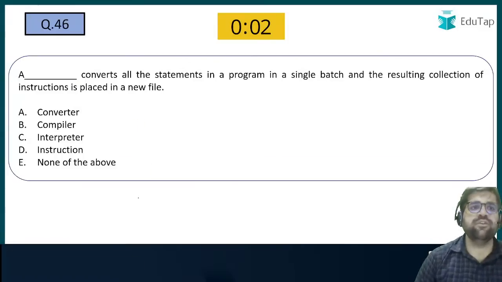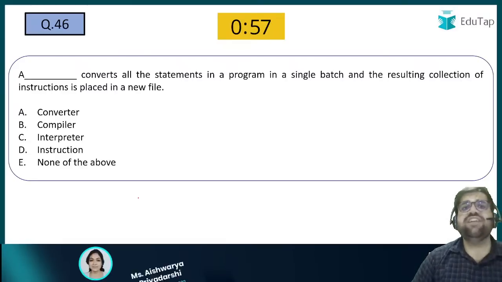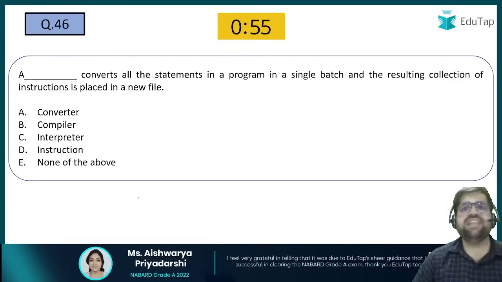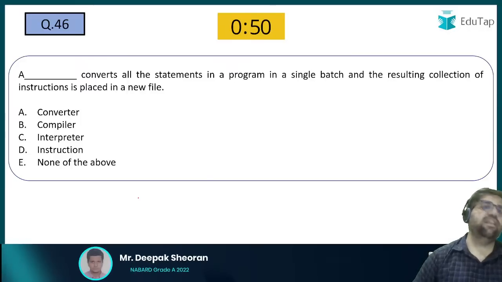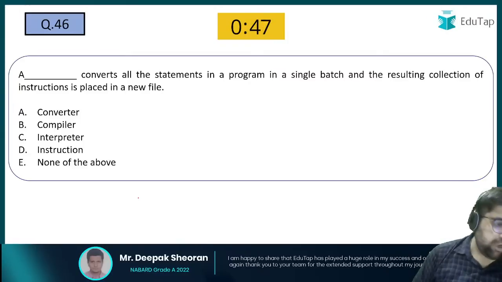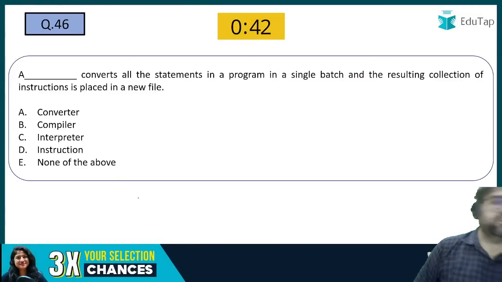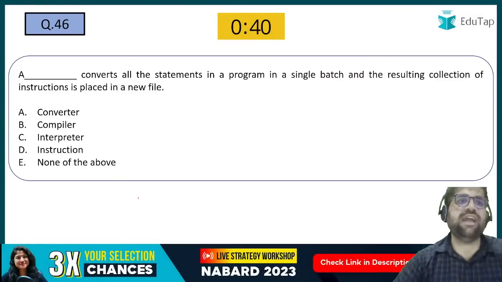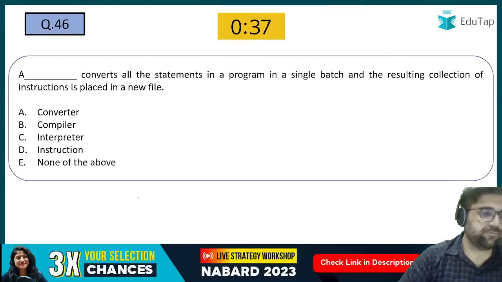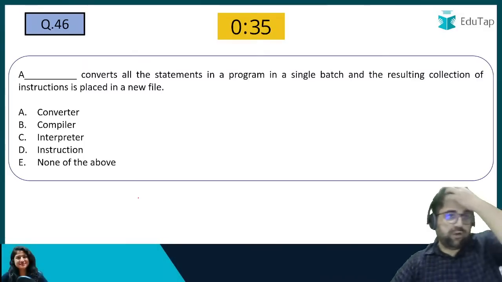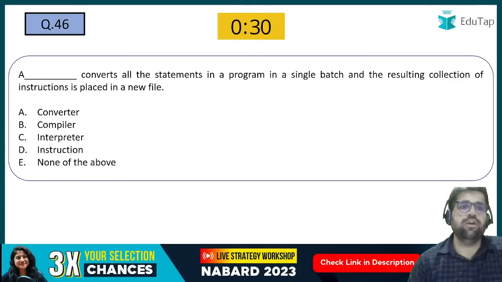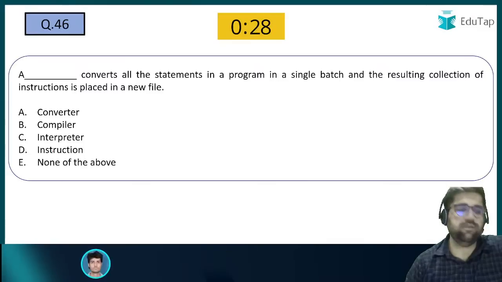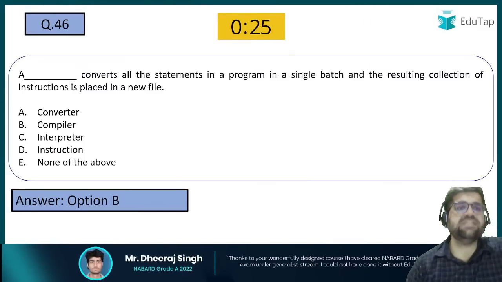Good. Question number 46. Dash converts all the statements in a program in a single batch, resulting in a collection of instructions which is placed in a new file. A confusing question. Take your time to address it. Is it compiler, is it converter, or is it instruction? The correct answer will be compiler.